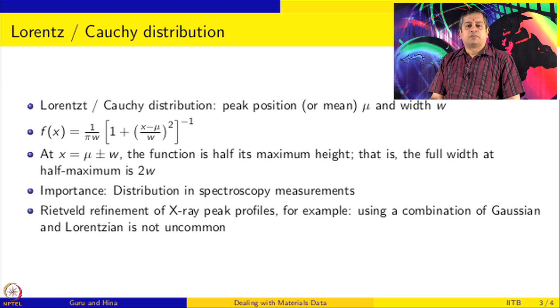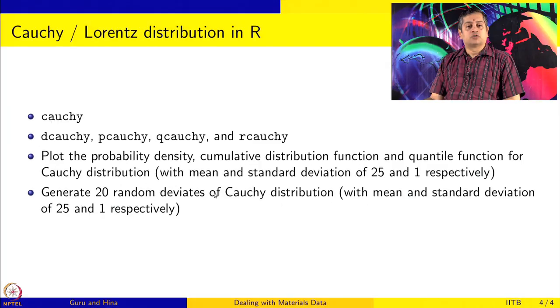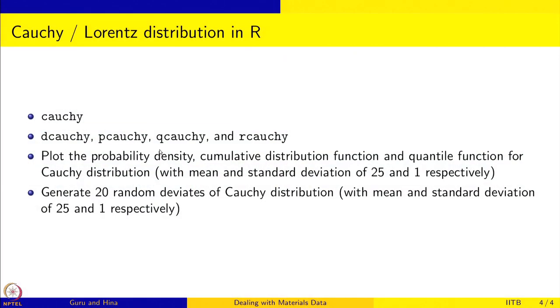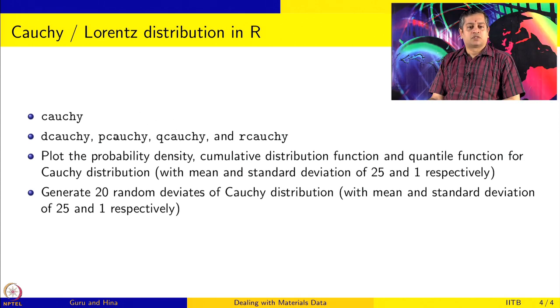From this terminology, peak position, width and full width at half maximum, etcetera, you might have guessed that it is important in spectroscopy measurements. And also when you do Rietveld refinement of X-ray peak profiles, for example, it is not uncommon to see a combination of Gaussian and Lorentzian to fit the peak profiles. So, that is the reason why this is a very important distribution. And you can use dcauchy, pcauchy, qcauchy, rcauchy in R to get the probability distribution function, cumulative distribution function, quantile function and random deviates.